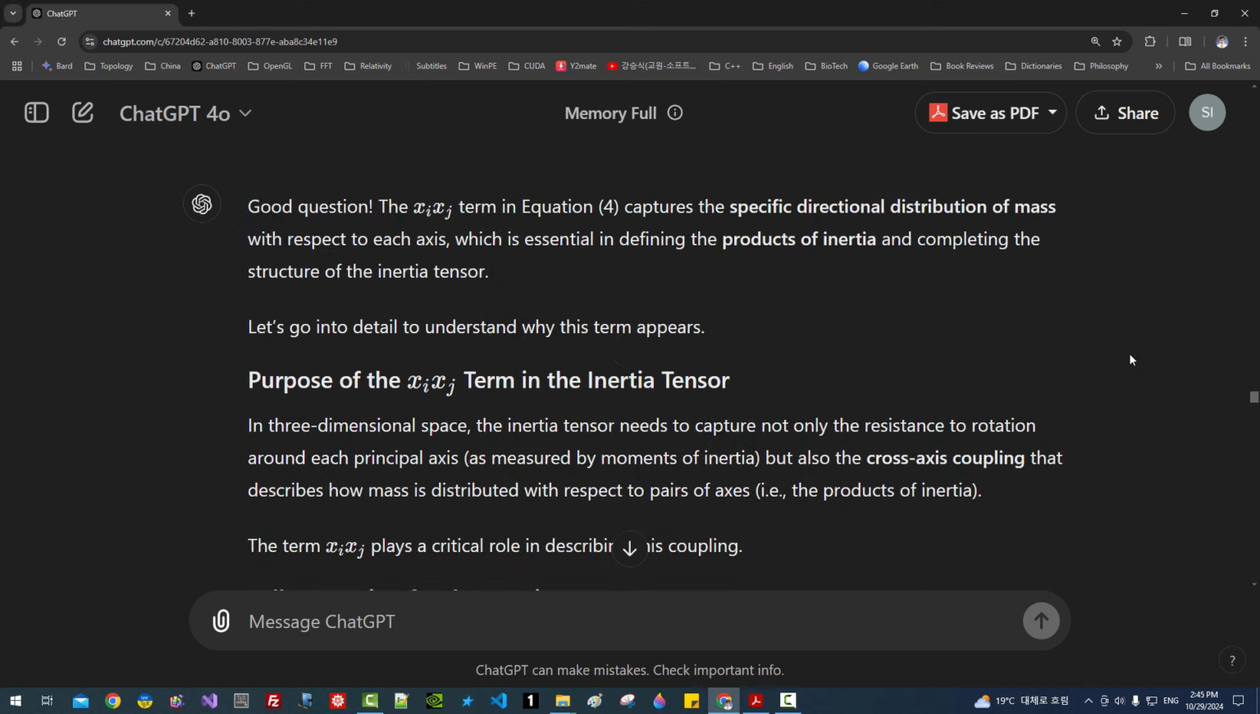Good question. The xi xj term in equation 4 captures the specific directional distribution of masses with respect to each axis, which is essential in defining the products of inertia and completing the structure of the inertia tensor. Let's go into detail to understand why this term appears.